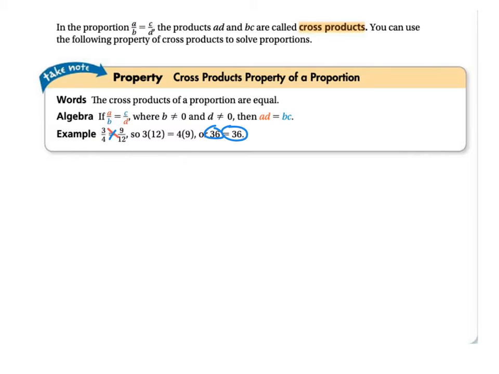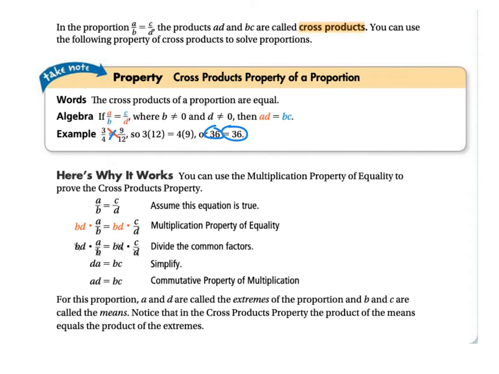That works for proportions. And so here's why it works, essentially. Well, I'll go through this fast. You don't have to get too stuck on this. But if we multiplied both sides of this by the product of the denominators, right? We took B here, D here. So we multiply B times D, and we get a number. Multiply both sides by that.